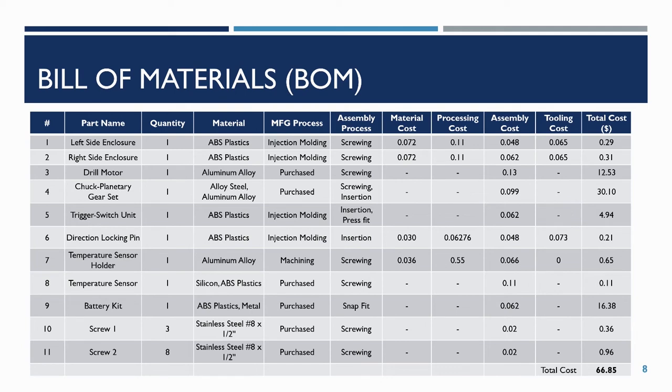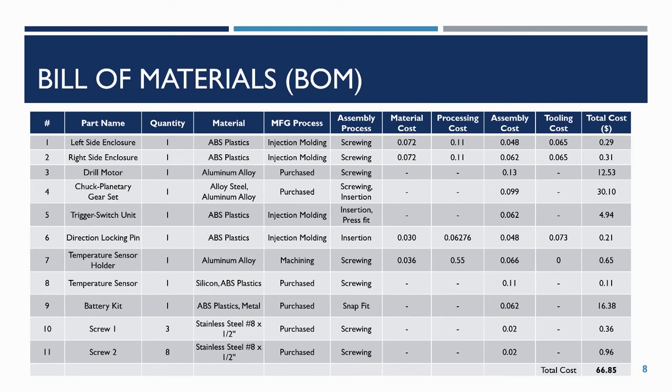Here is our bill of material. There are 11 types of parts in total, including fasteners. We list the material and manufacturing process for these parts. For the drill motor, chuck, planetary gear set, trigger switch unit, temperature sensor, and battery kit, it is decided to purchase them online because of the parts' properties, functions, and manufacturing difficulties.